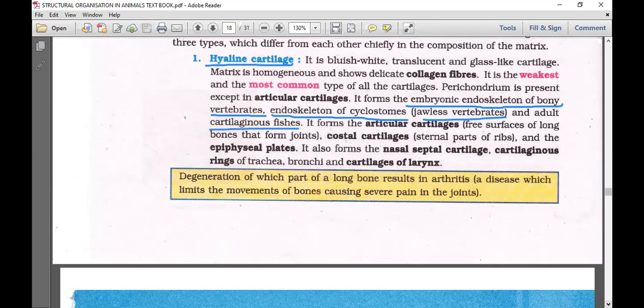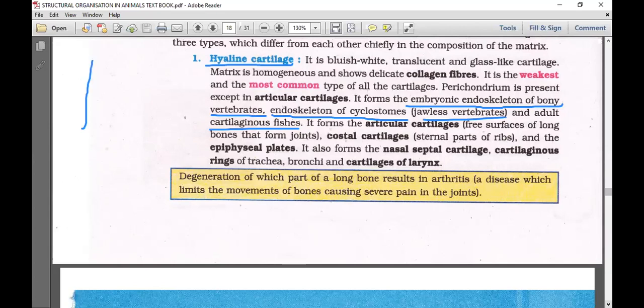Okay, so point-wise, you need to remember: number one, the embryonic endoskeleton of bony vertebrates. Number two, the endoskeleton of cyclostomes. Next, adult cartilaginous fishes. Okay, it forms the articular cartilage, on the free surfaces of the long bones that form the joints.